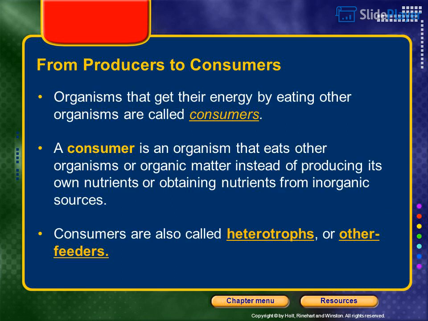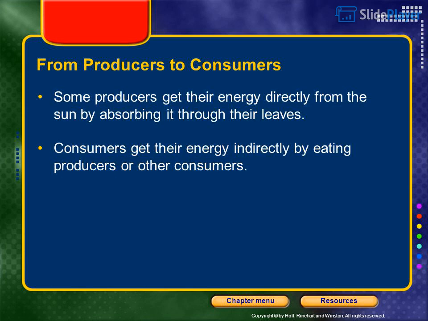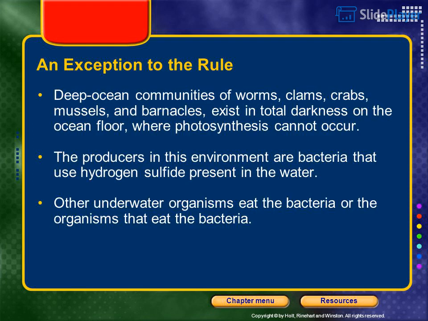From producers to consumers. Organisms that get their energy by eating other organisms are called consumers. A consumer is an organism that eats other organisms or organic matter instead of producing its own nutrients or obtaining nutrients from inorganic sources. Consumers are also called heterotrophs, or other feeders. Some producers get their energy directly from the sun by absorbing it through their leaves. Consumers get their energy indirectly by eating producers or other consumers.